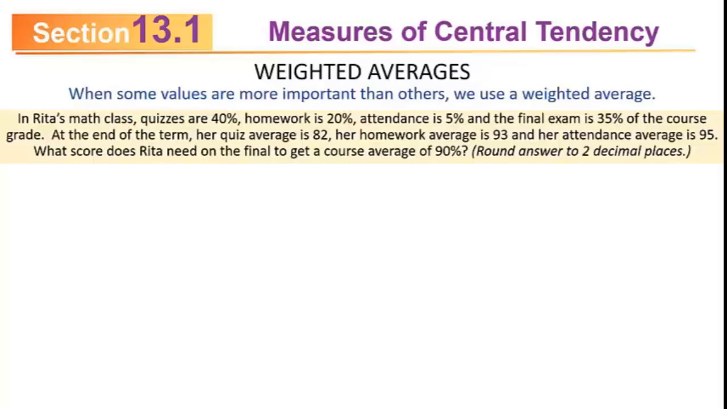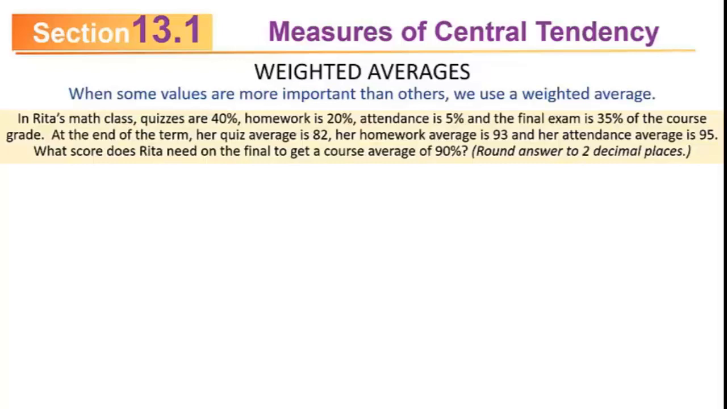At the end of the term, her quiz average is 82, her homework average is 93, and her attendance average is 95. What score does Rita need on the final to get a course grade of 90%? And round your answer to 2 decimal places. This is another weighted average because things count differently.